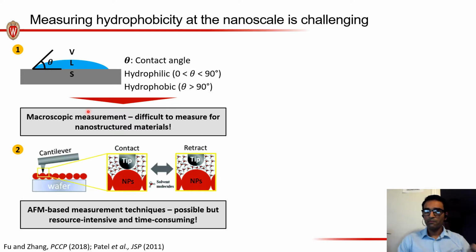But the issue is that this is a macroscopic measurement, and what we are interested in as a group is to study nanostructured materials. So to measure the hydrophobicity of nanostructured materials, people have come up with AFM-based techniques where you measure the contact force of your AFM tip with the nanostructured material of interest with and without water. But the issue is that these experimental techniques are very time consuming. They're also very resource intensive, and they don't give you a good molecular picture of what's happening on the surface.